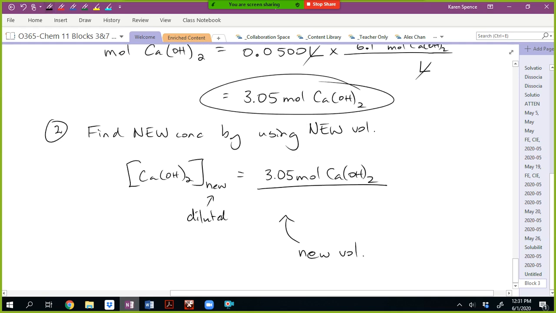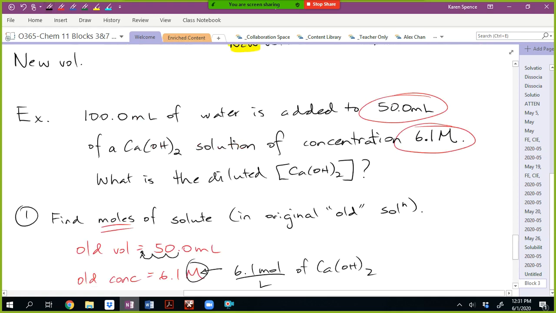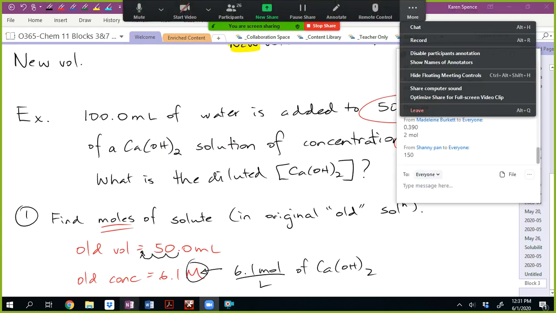Now, how much is our new volume? Let's go back to our question. And you can see that it says 100 milliliters of water is added to 50 milliliters. So we have to actually say our new volume is the combination of those two. So we have to do that addition ourselves. Okay, so our volume is 150 milliliters. Yay!